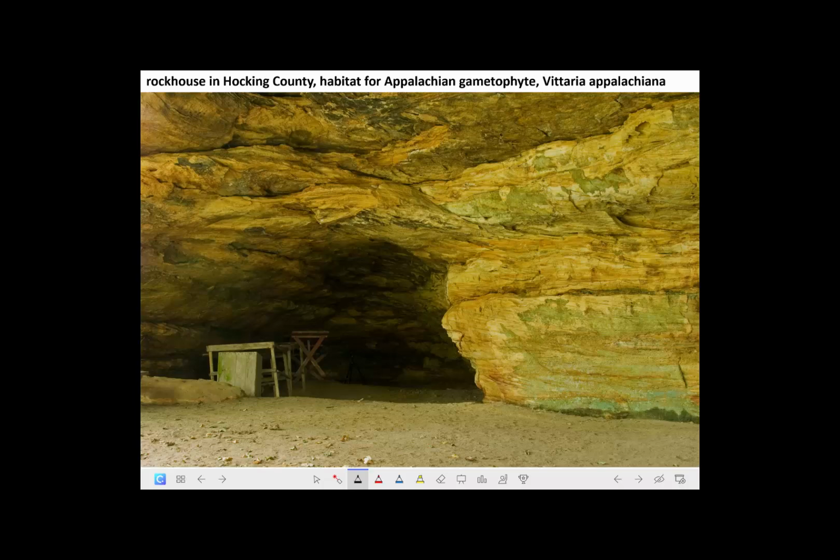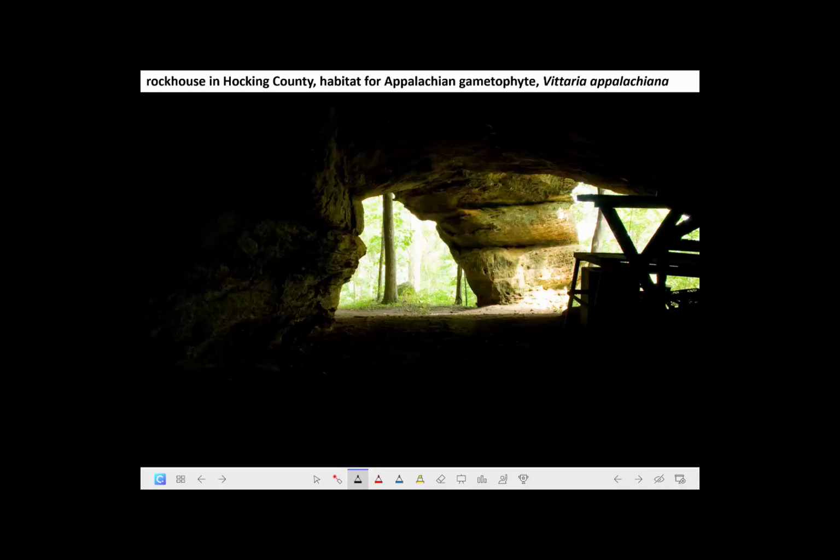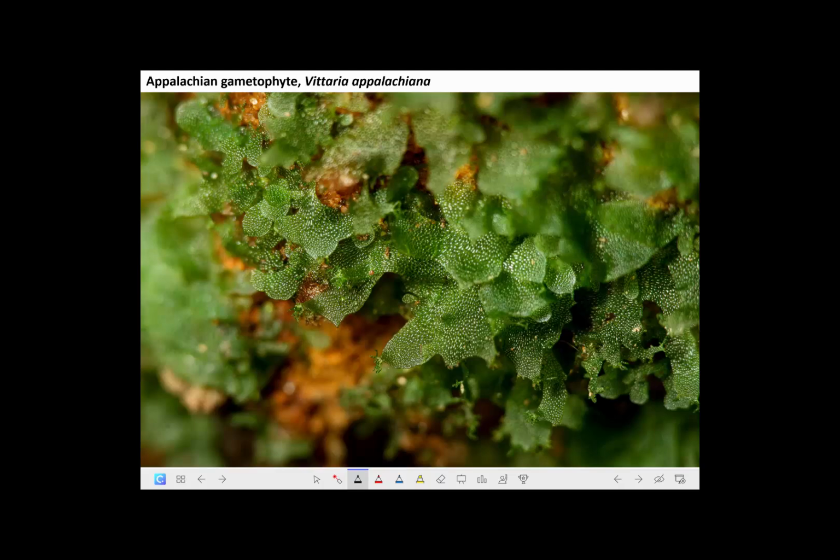So this is one of those rock house, grotto, cave-like situations. And if you were to go in deep into that little recess where it's very, very shady and use a flashlight, this is what it would look like looking out. And you would see this plant. This is the gametophyte of a fern called Vittaria appalachiana, a fern that, sadly, I guess, lost its sporophyte. It only reproduces as a gametophyte. Let's take a little field trip and see the Appalachian gametophyte.